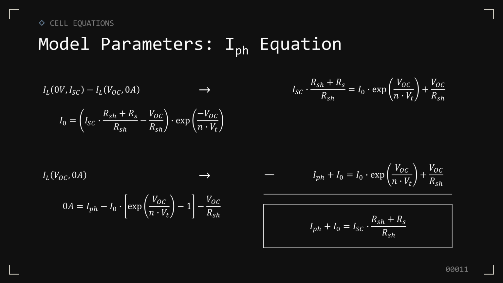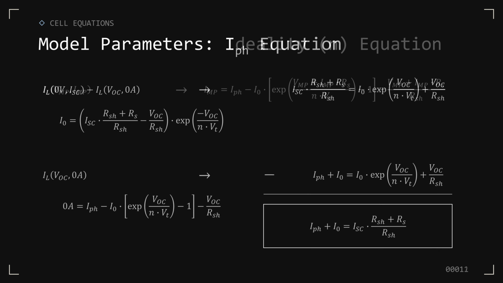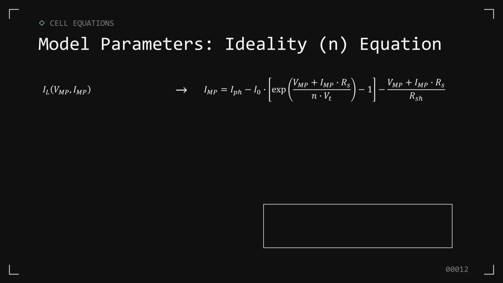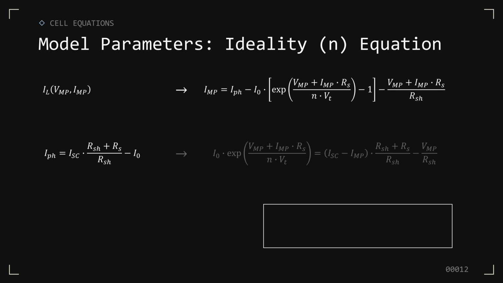That's exactly what happens in the next equation, the ideality factor n. So for this one, for n, we'll start with the one datasheet operating condition we haven't touched yet, the maximum power point. The goal is to get rid of the I0 and IPH terms in this equation, both of which we now have expressions for. For IPH, we move I0 to the right side and then plug in directly. Keeping I0 in the photogenerated current expression pays off, and it cancels out cleanly.